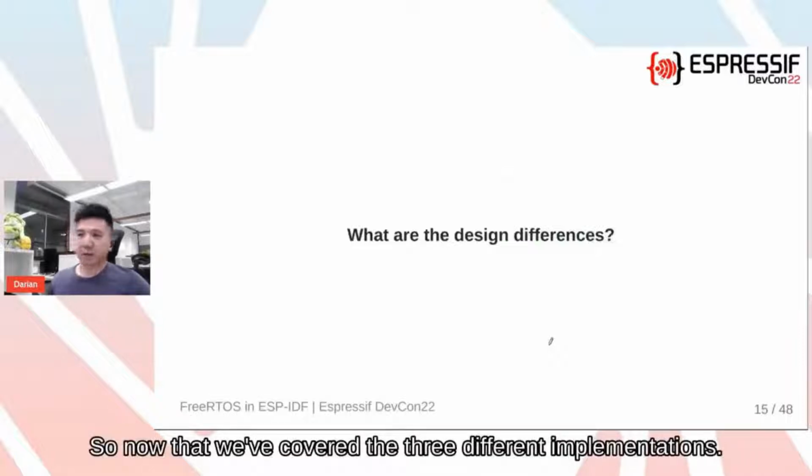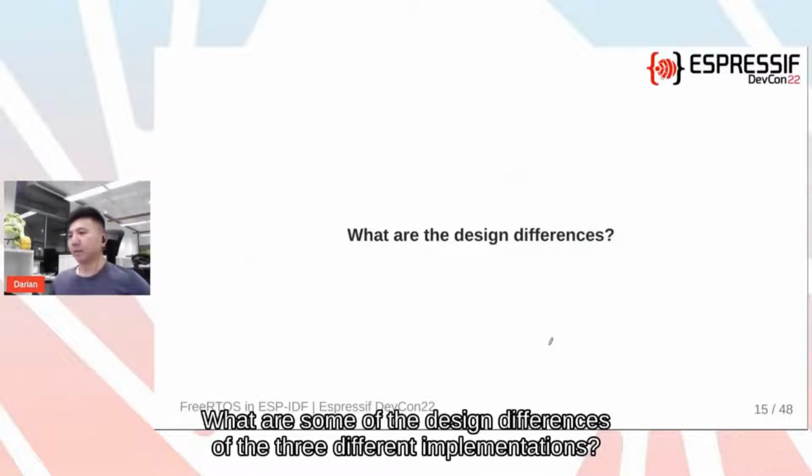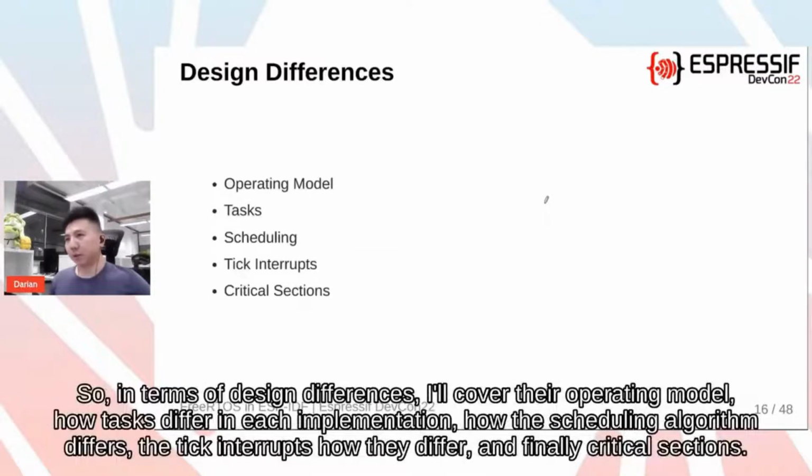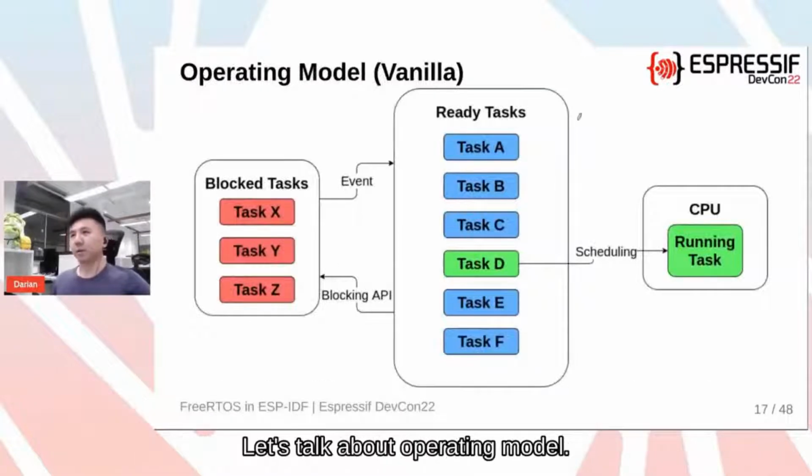So now that we've covered the 3 different implementations, what are some of the design differences between them? In terms of design differences, I'll cover their operating model, how tasks differ in each implementation, how the scheduling algorithm differs, how the tick interrupts differ, and finally critical sections. So let's talk about the operating model.